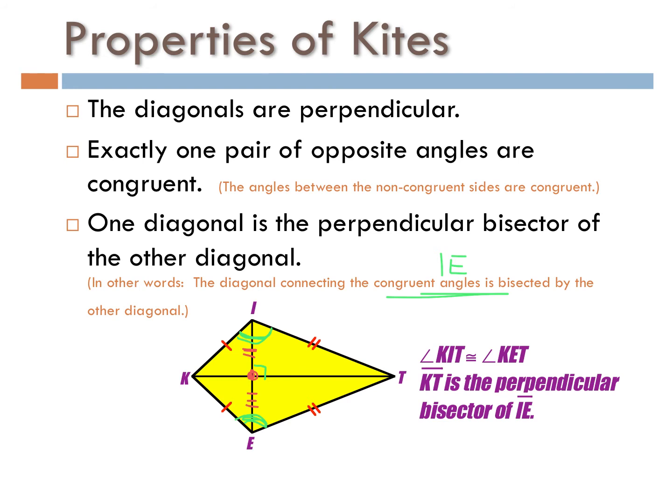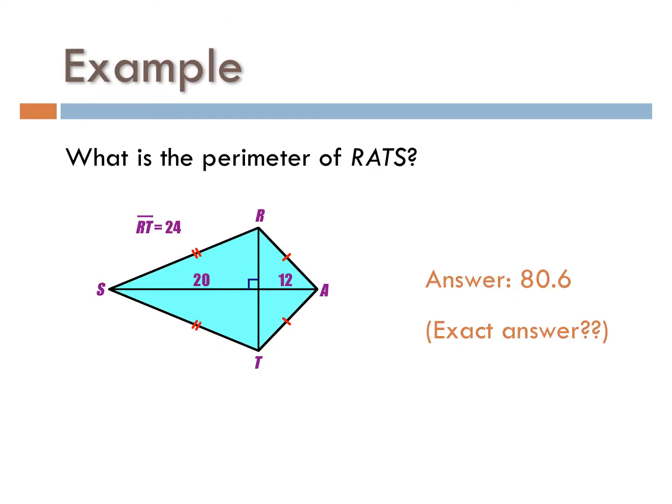So I did a triple to show, because we already had single here, and then we have double tick marks here, so I did triple tick marks. So from I to that point of intersection is going to equal the same as the intersection to E. Now, yeah, it shows KIT is equal to KET, and KT is the perpendicular bisector of segment IE. So our first problem here is, what is the perimeter of kite RATS? Perimeter, again, is the distance all the way around. So I need all those 4 segments on the outside.